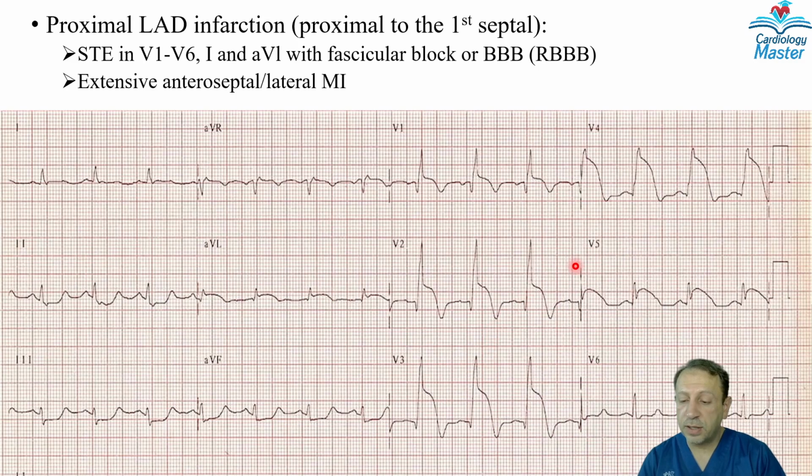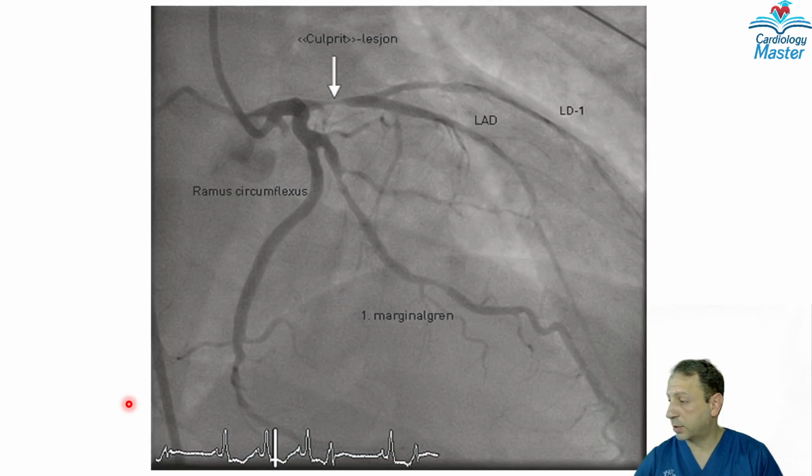Also, the diagonal branch supplies the high lateral wall. We might find an ST elevation in aVL and V1. Reciprocal changes can be found in the inferior leads. And this is a real example. This is the left anterior descending with a very proximal occlusion. This is the diagonal branch. Those are the septal branches.